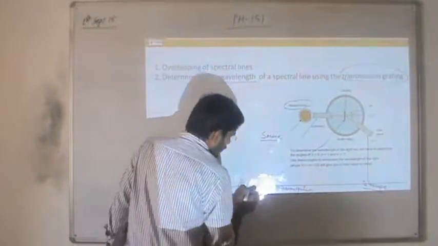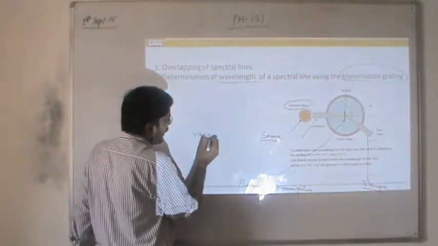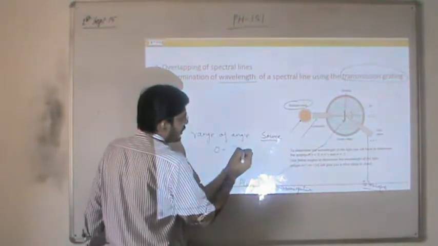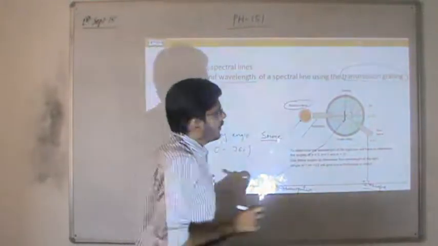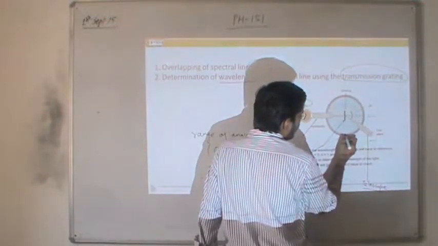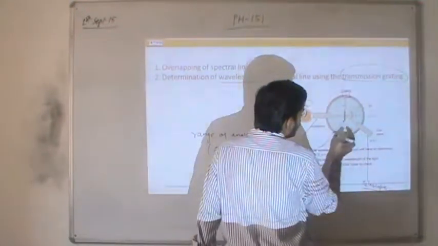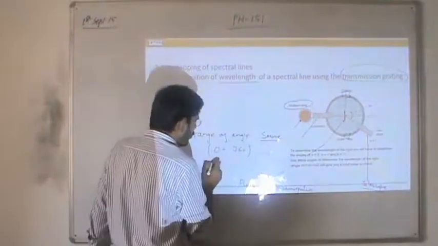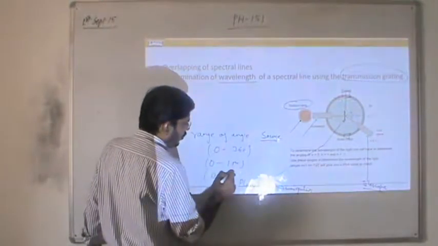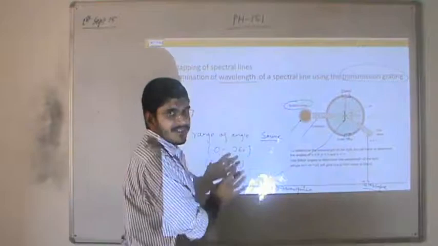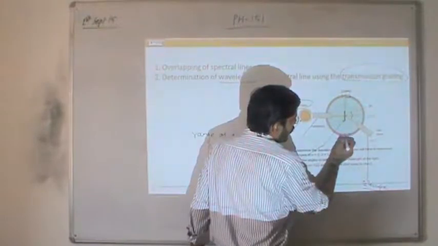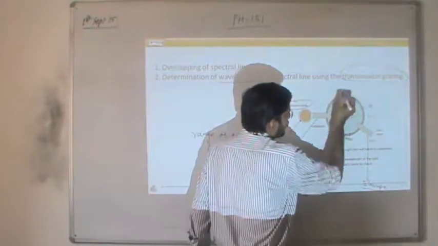It has the angle range from 0 to 360 degrees. So we have two meter scales, one on this side, another on this side. For one side it will be from 0 to 180, and for the other side it will again be from 0 to 180. So total 360 degrees of angles. So these are the two scales.